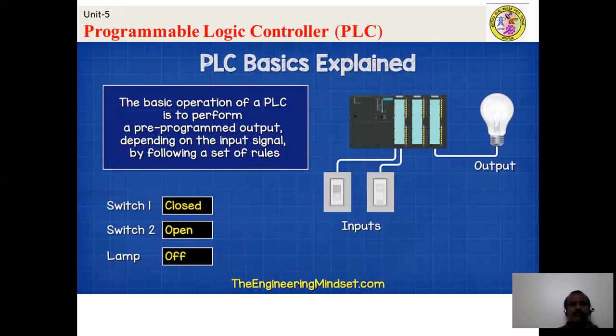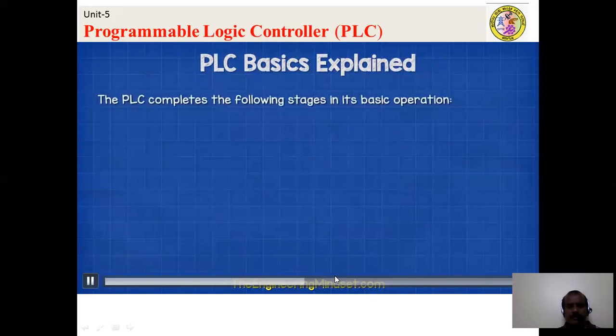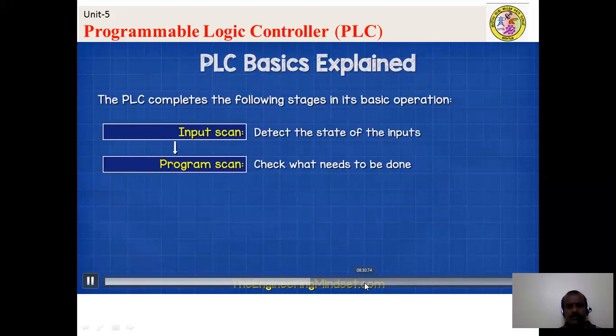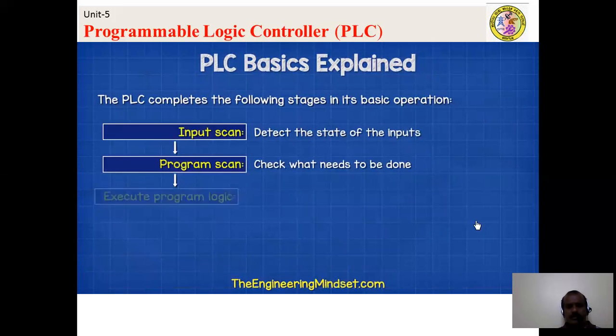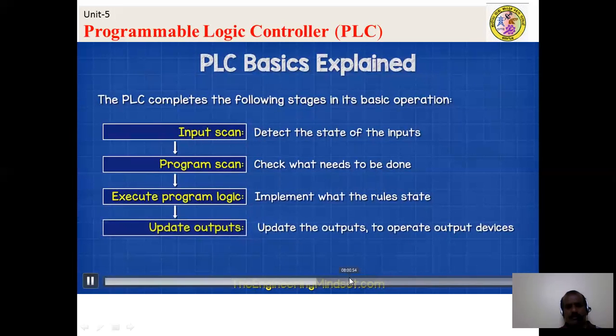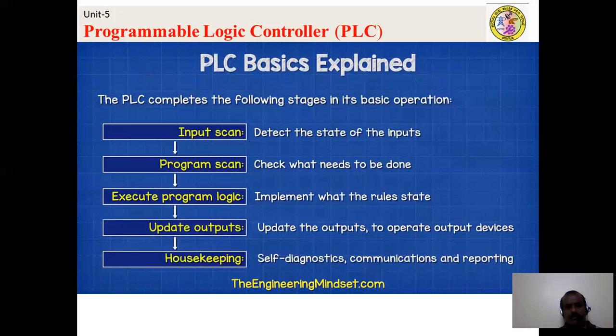The basic operation of a PLC is to perform a pre-programmed output depending on the input signal by following a set of rules. The PLC completes the following stages in its basic operation. First, there is the input scan, which detects the state of the inputs. Then the program scan, to see what needs to be done. Then it will execute the program logic to actually implement what the rules state. Then it must update the outputs to operate output devices based on the program requirements. Finally, the housekeeping for self-diagnostics, communications, updates, and reporting.